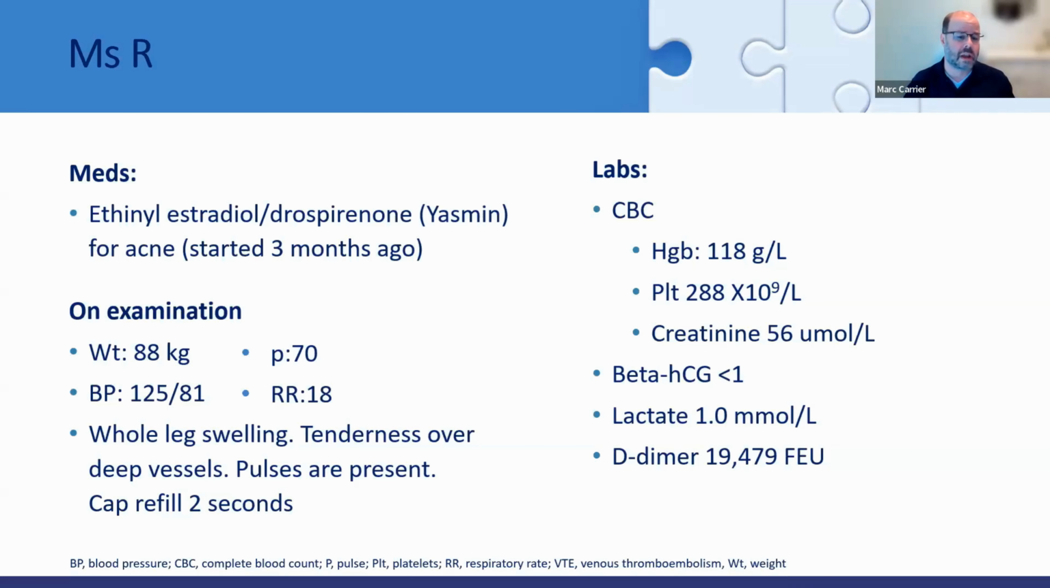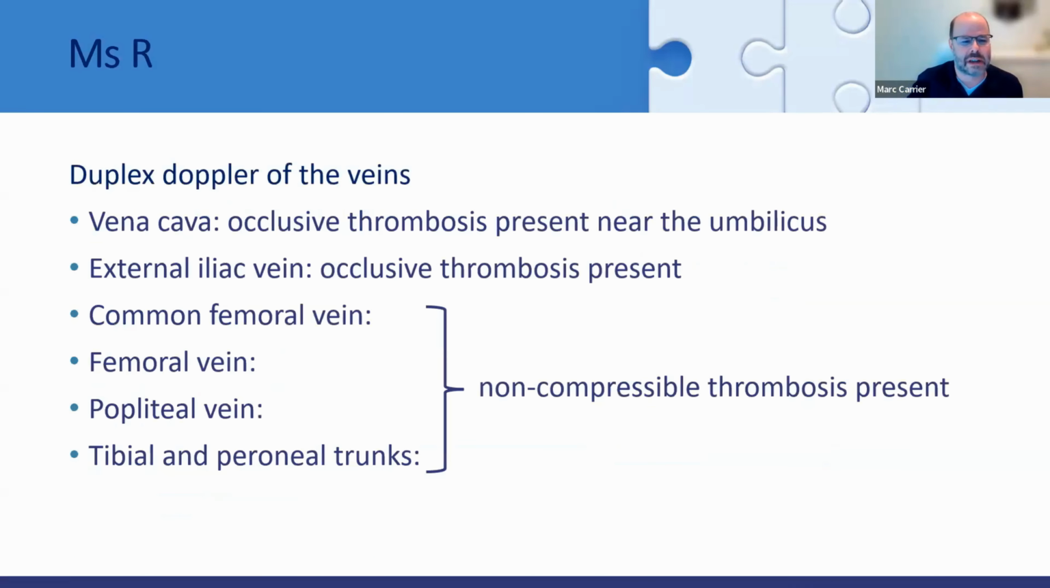You do quick blood work, and the CBC is reasonable. Normal hemoglobin, platelet count, renal function is normal. She's not pregnant. Lactate is 1. The D-dimer is elevated. So obviously, this is a Thrombosis Canada webinar, so we're suspecting a deep vein thrombosis. We're going to do ultrasound imaging, and that shows a pretty extensive deep vein thrombosis. You can see that there's deep vein thrombosis starting in the tibial and peroneal trunk all the way up to the vena cava near the umbilicus. So left lower extremity extensive deep vein thrombosis is present when you're assessing the patient at the bedside in the emergency room.